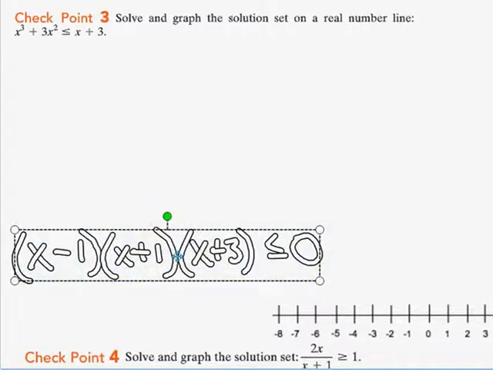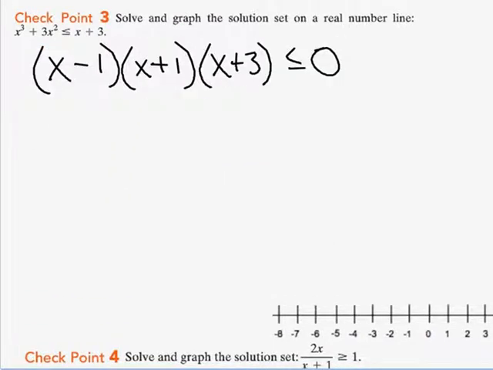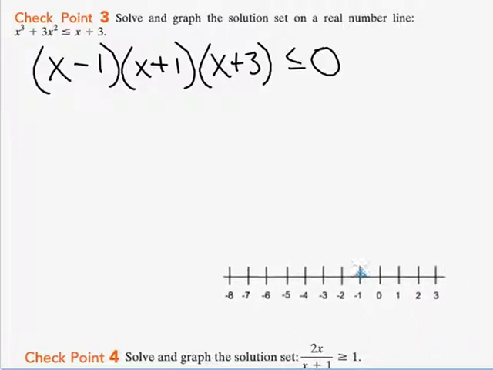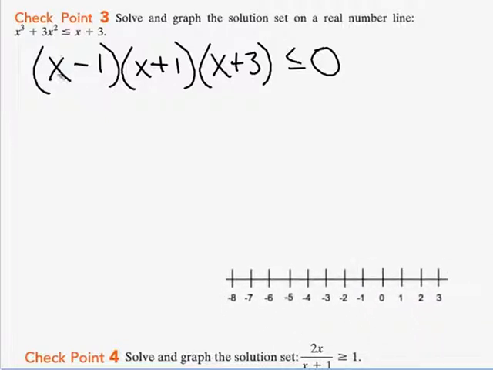So we have 3 boundary points. The numbers that will zero out each individual factor. A positive 1 here would zero it out. That's a boundary point. A negative 1 in the next one would zero it out. There's another. And x plus 3 equals 0 means we'll have one at negative 3. So there are our 3 boundary points.